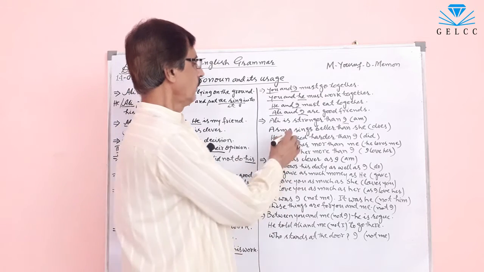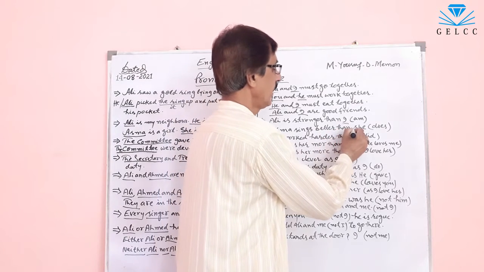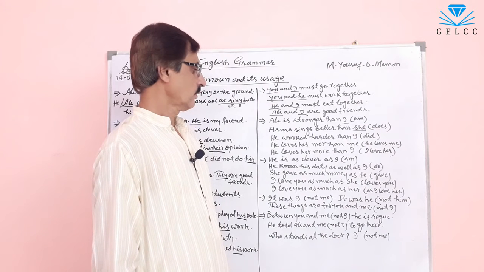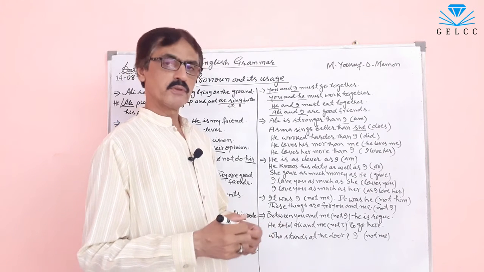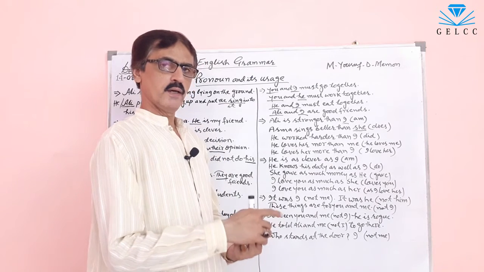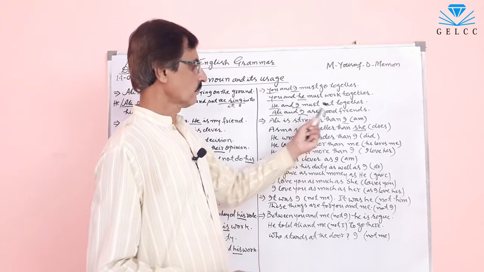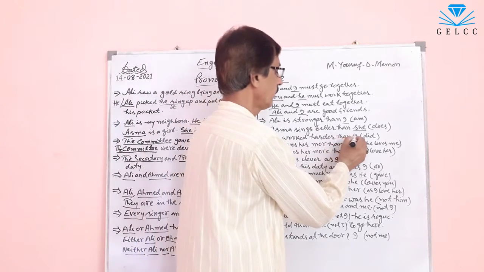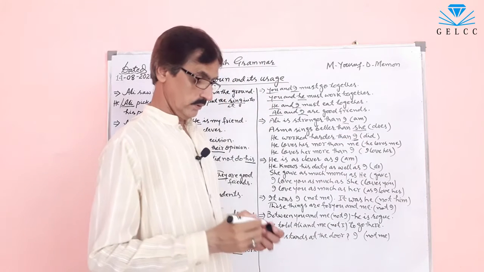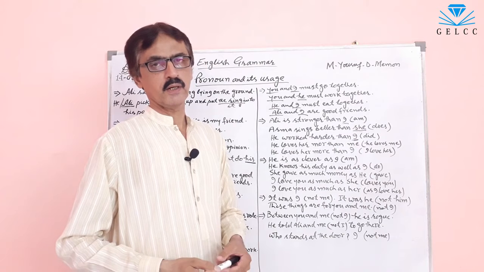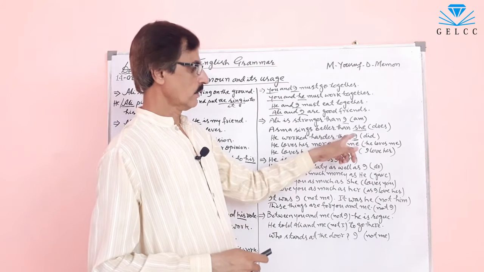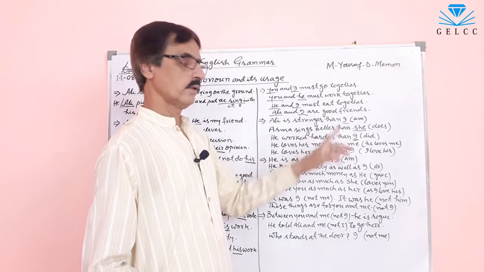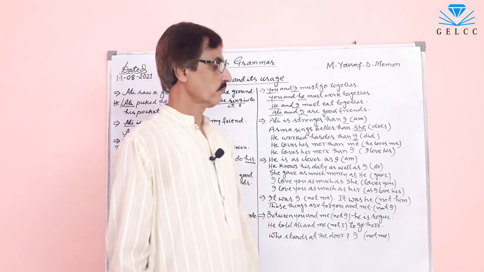Not me. Asma sings better than she, not her. Asma sings, she sings, but Asma sings better than she. He worked harder than I. He worked harder, I also worked harder. I, not me, I did. He worked harder than I did.